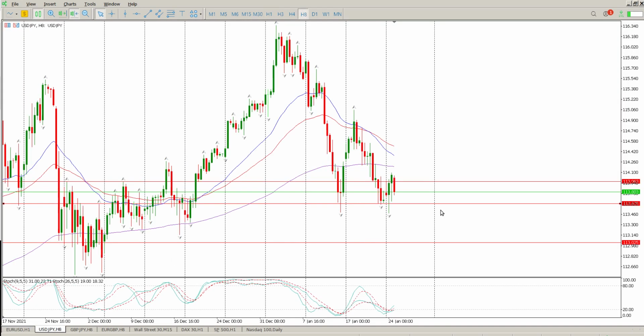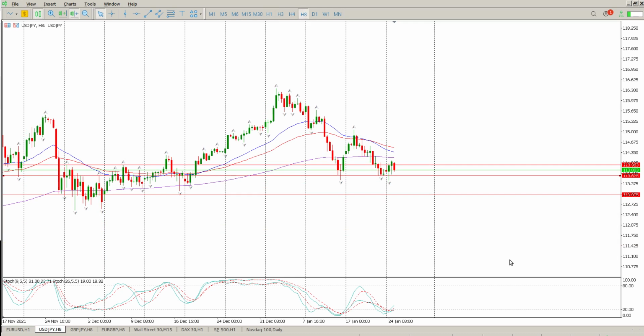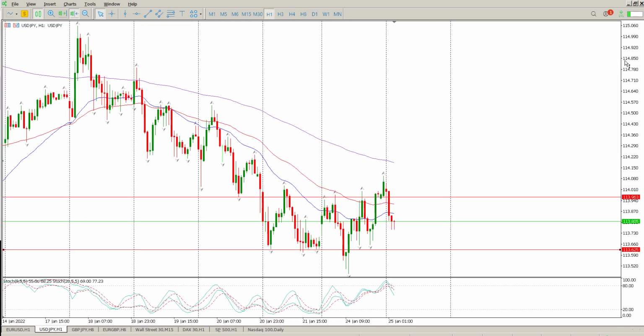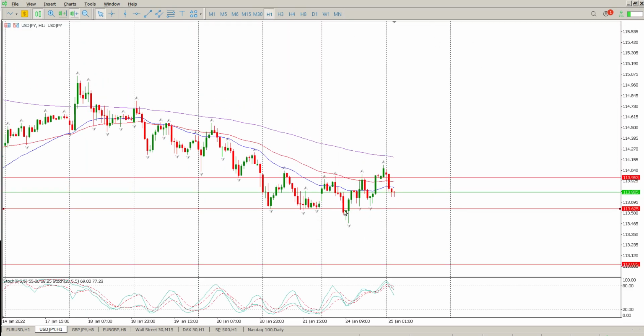US dollar, Japanese yen, similar kind of picture. I gave you the zone yesterday and we didn't really clear it. We just tried to drop below the bottom and then close above the upper end of it, but then we're back in again. So there you'll see it a bit clearer. You can see we dropped below, but with a pin bar, then we tried a second attempt at it. And it's just one thing to bear in mind.